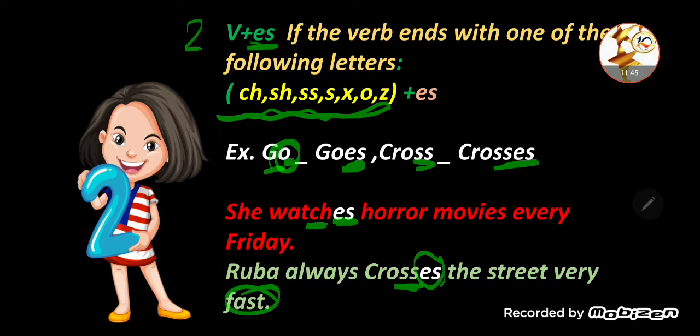So we are talking here about present simple, and you need to know that these are the cases that the verb comes in when we have a singular subject in a sentence. I add to the verb either s or es. But the difference is that when I want to add es, the condition must be met: the verb ends with one of these letters: ch, sh, double s, s, x, o, and z.